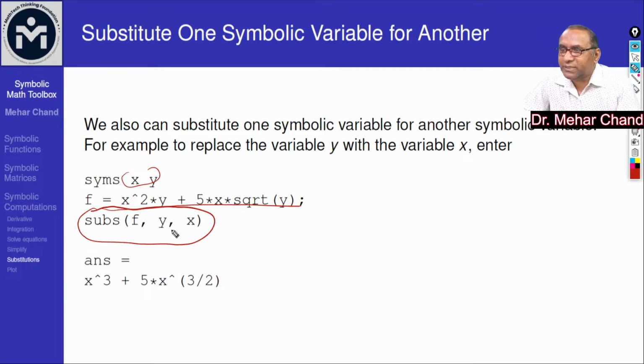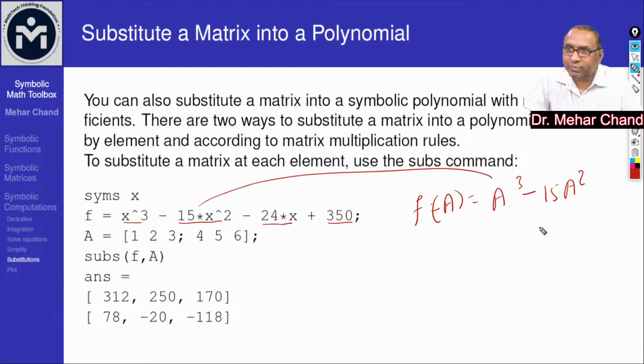the meaning of this expression is, we have y is equal to x. This is y. We are replacing the value of y. So at this place, we want to replace y with x. So this is the syntax for the same, and when you execute, f is equal to minus 24a plus 350i.